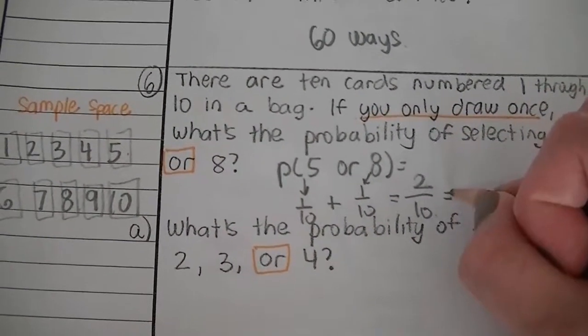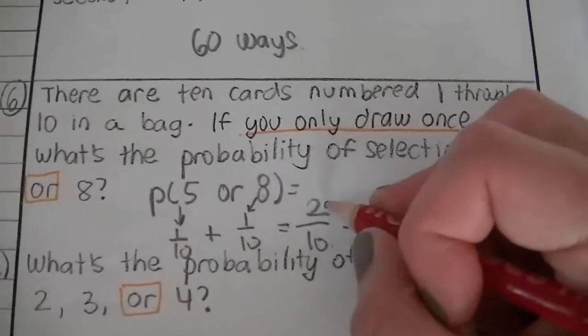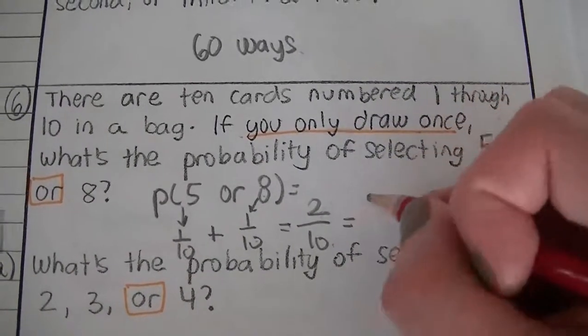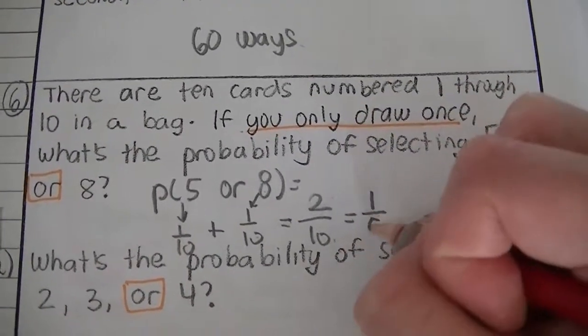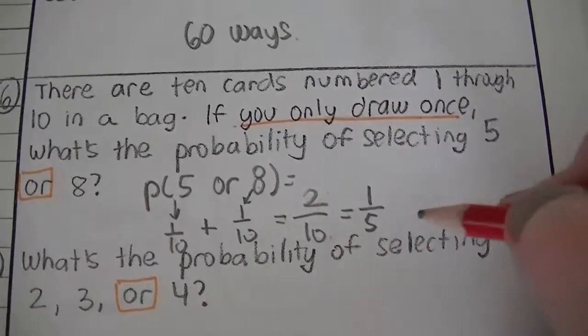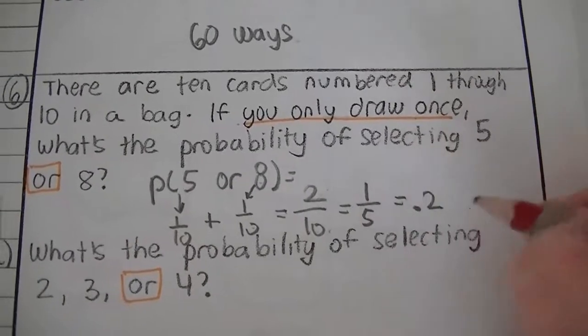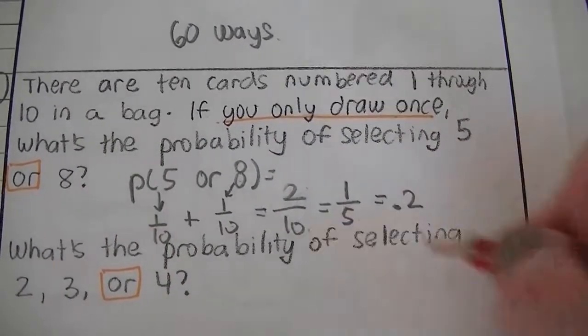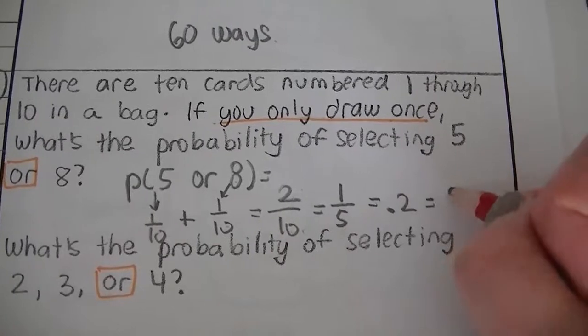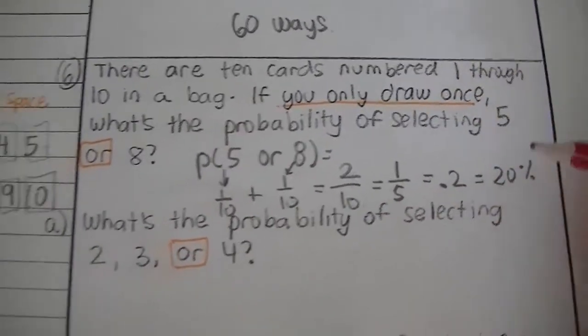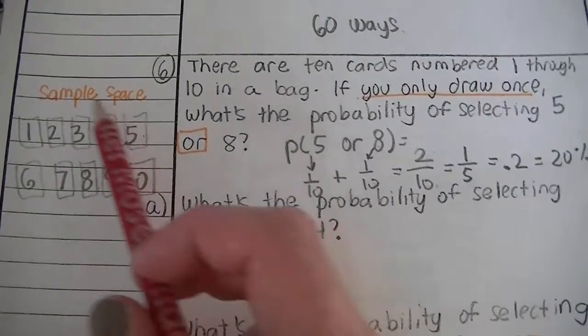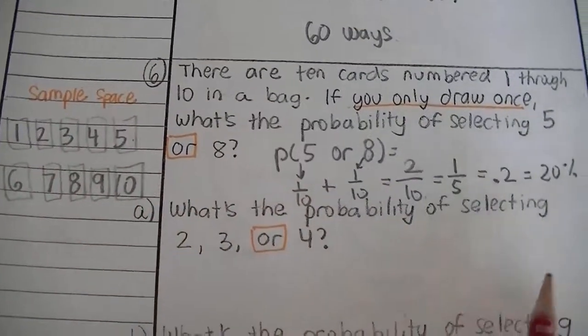Okay, let's simplify this fraction. A number that goes into both 2 and 10 is 2. 2 divided by 2 is 1. 10 divided by 2 is 5. When I go 1 divided by 5, I get 0.2, or 2/10. And as a percentage, that would be 20%. There's a 20% chance of me getting a 5 or an 8 from the sample space of 10 cards.